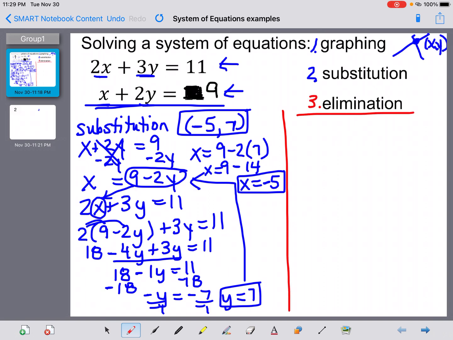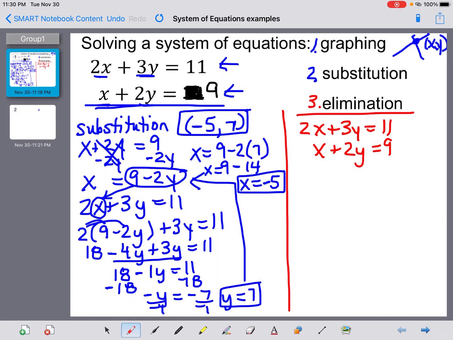the elimination method. It does what it says. It wants to eliminate a variable. So when I look at my two equations, 2x plus 3y equals 11, and x plus 2y equals 9, I want to get either my x's, so the numbers are identical in the front, or my y's so they're identical in the front. And just as a hint, I prefer always to have the numbers exactly opposite, one a positive and one a negative. It's easier that way because then I can just add my equations together.